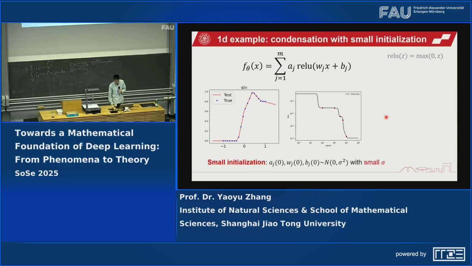And now let's look at the real phenomenon. First of all, the condensation: how to observe condensation. We should start from some small variance of sigma. If we start from relatively large variance, we can often get closer to the neural tangent kernel regime, where the dynamics becomes more linear.